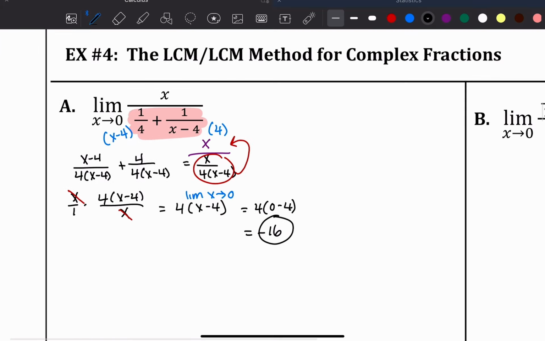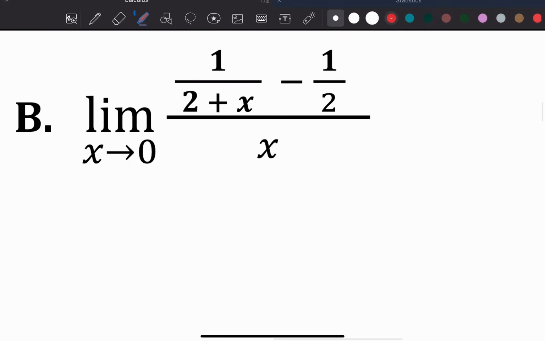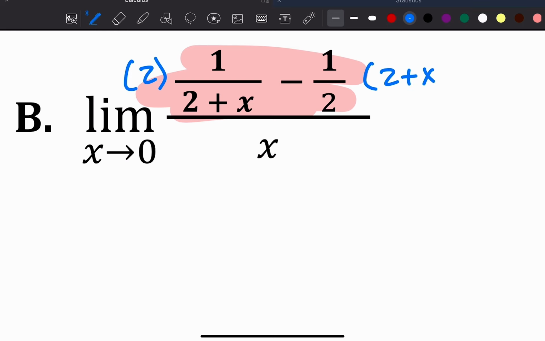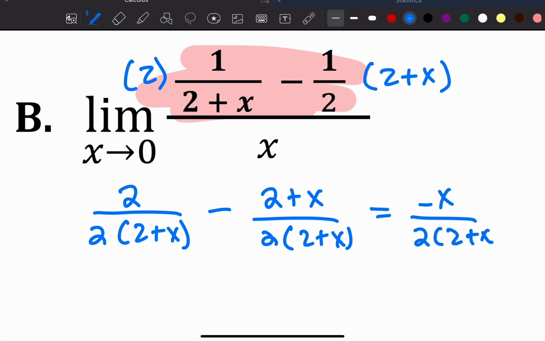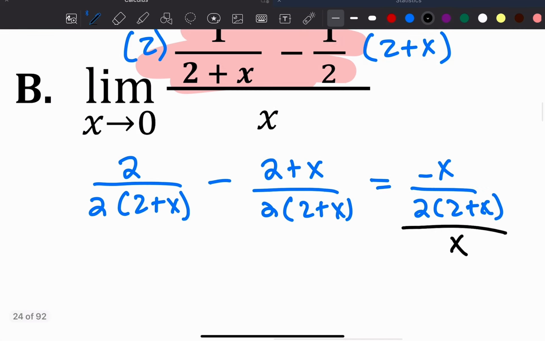Okay, I'm going to do the same thing for b. I'm going to get a common denominator in the numerator. So I'm going to multiply this first one top and bottom by 2 and this next one by 2 plus x. So I have 2 over 2 times 2 plus x minus 2 plus x over 2 times 2 plus x. This is going to give me negative x over 2 times 2 plus x, and then I have to bring in my original denominator of x.